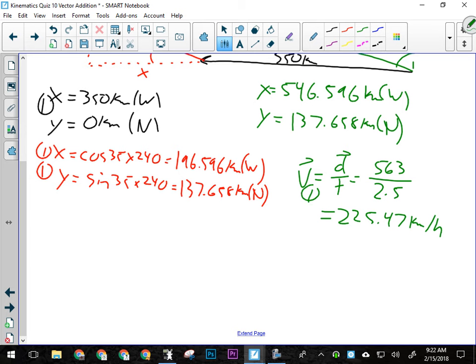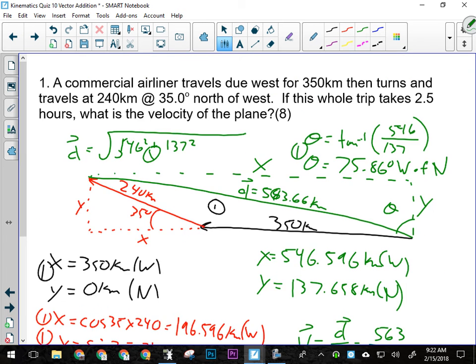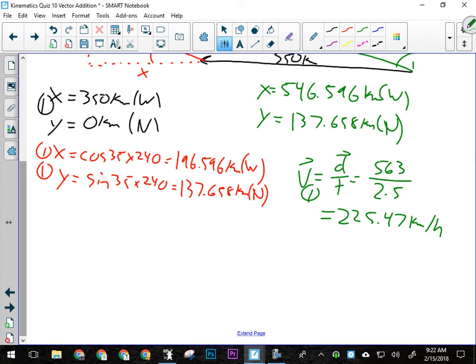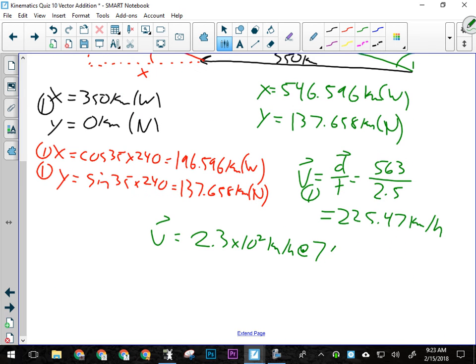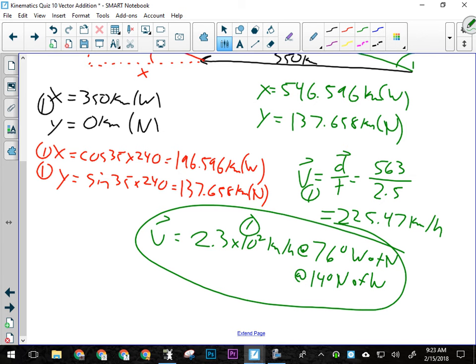That's 7. Final answer. Okay, final answer can only have 2 significant figures because the 2.5 only has 2 significant figures. So my final answer is going to be 2.3. My velocity will equal 2.3 times 10 to the 2 kilometers per hour at 76 degrees west of north, or at 14 degrees north of west. 8th and final mark.